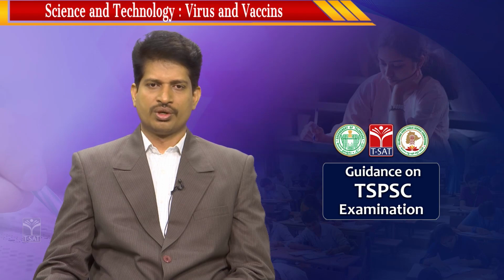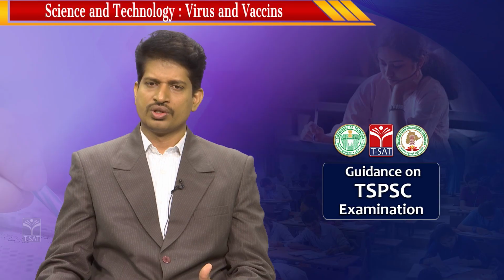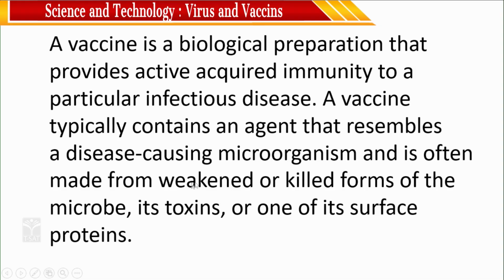A vaccine is a biological preparation that provides active acquired immunity to a particular infectious disease. So you will be acquiring immunity to a disease. A vaccine typically contains an agent that resembles a disease-causing microorganism. So a vaccine contains a disease-causative microorganism, and it is often made from a weakened or killed form of the microbe.